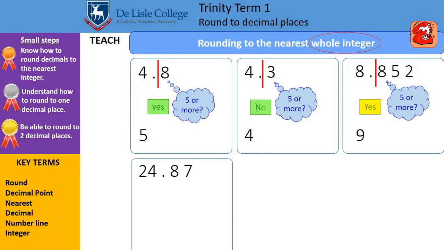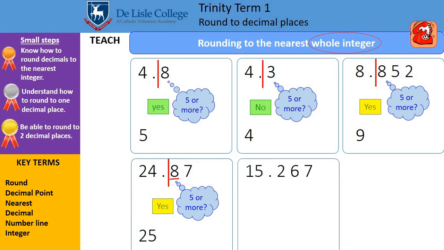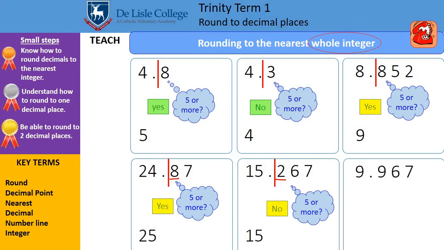Then we've got 24.87. So again, we're looking at this 8 here to the right of the decimal place. Is it greater than 5? Yes, it is. So we actually get 25. So look, we're just rounding to the nearest whole integer, not the first significant figure or anything like that, just the whole integer. Then 15.267. So we're going to look at the 2 here to the right of the decimal point. Is it 5 or more? Well, no. So the 15 stays the same. And then we've got 9.967. So we're looking at this 9 here to the right of the decimal place. Is it 5 or more? Yes. So this 9 here is rounded up to a 10.